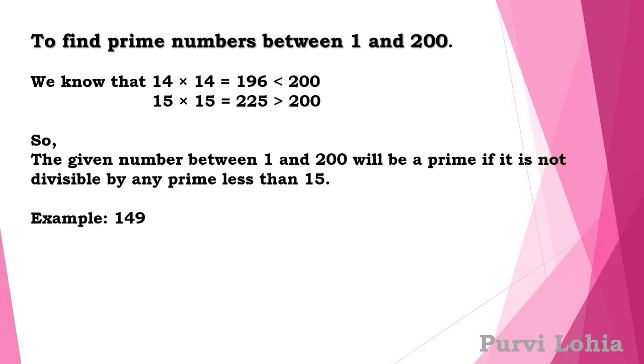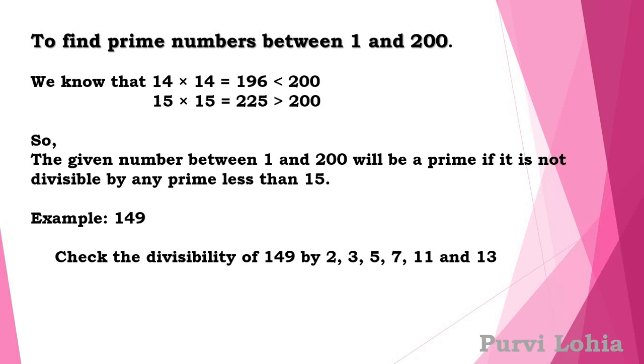Example 149. Check the divisibility of 149 by 2, 3, 5, 7, 11 and 13. All these prime numbers are less than 15. So is 149 divisible by any of these numbers?